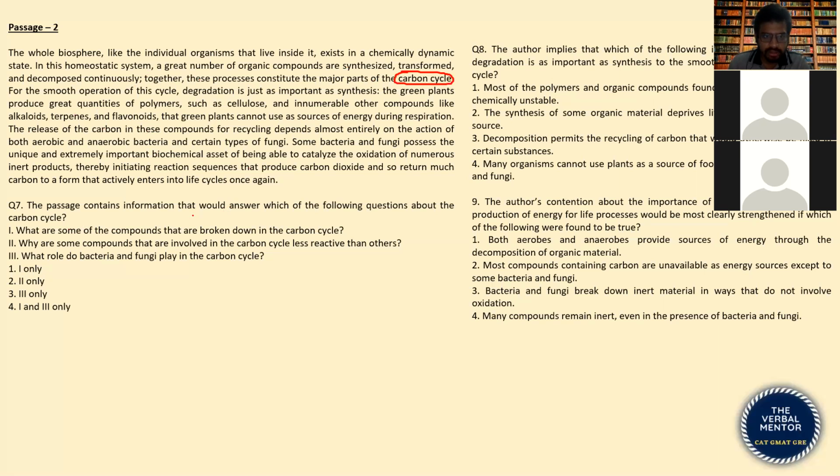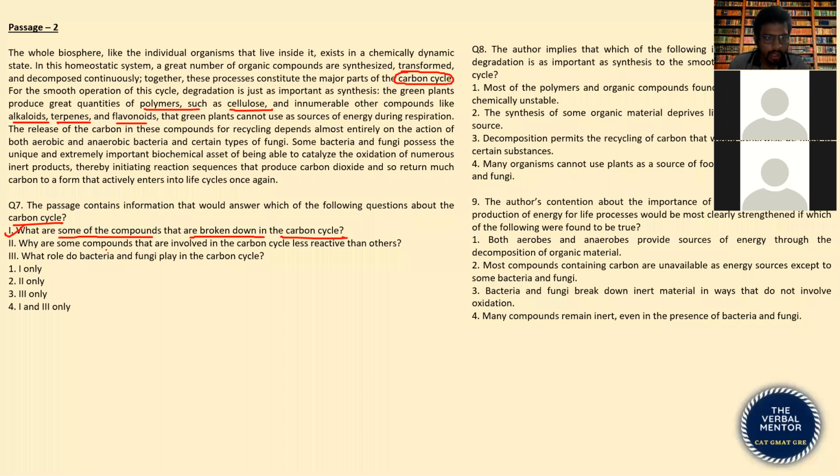All right. The passage contains information that would answer which of the following questions about the carbon cycle. Does this question get answered? What are some of the compounds that get broken down in the carbon cycle? Okay. So we get to see alkaloids, terpenes, and flavonoids, cellulose, polymers. So question number 1 gets answered.